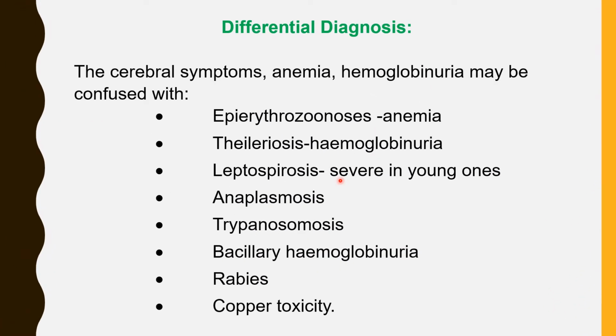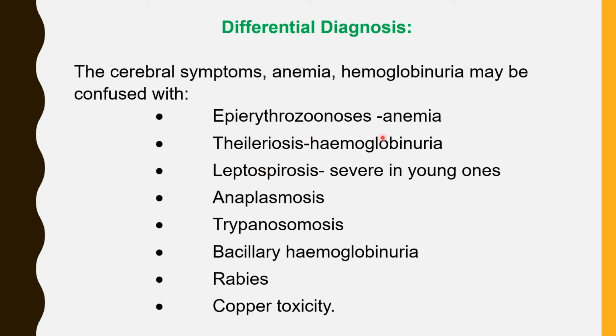Now differential diagnosis. Babesiosis is manifested by cerebral symptoms, anemia, hemoglobinuria. These things are also observed in many other diseases, so they are confused with the following diseases.